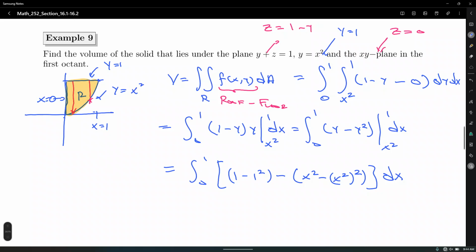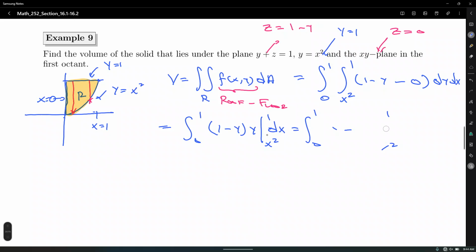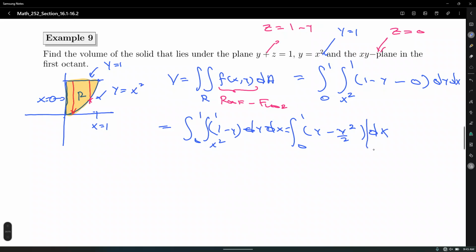Wait, hold on. Okay, let me go back all the way here. So the integral of 1 minus y dy from x squared to 1. Okay, the integral of 1 is y. The integral of y is y squared over 2. Yeah, that changes the whole result, right? That's thanks to the z I did before. And that goes between x squared and 1.